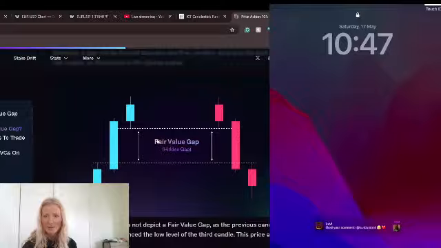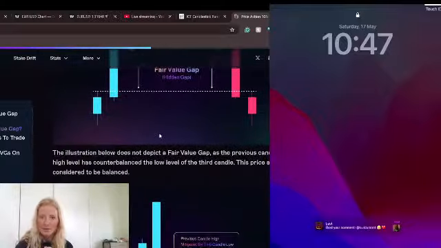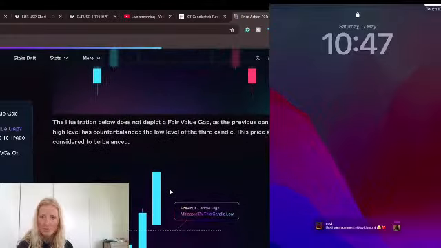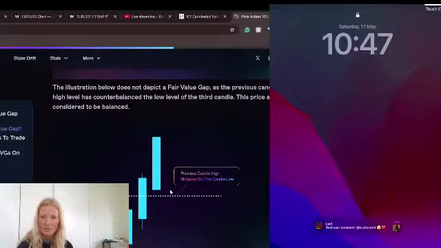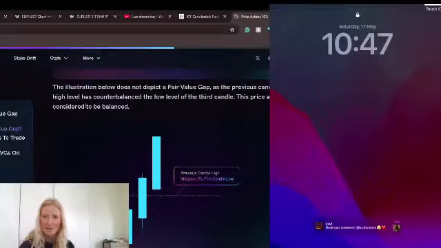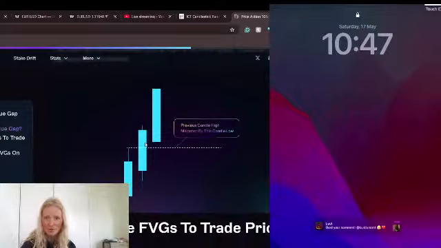Aha! Oh, that's pretty interesting. And the illustration below does not depict a fair value gap, as the previous candle's high level has counterbalanced the low level of the third candle. This price action is considered to be balanced. So here there's no fair value gap because these wicks are crossing each other. There's no gap.